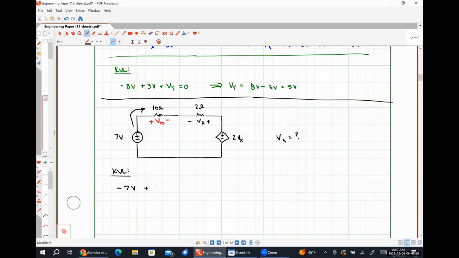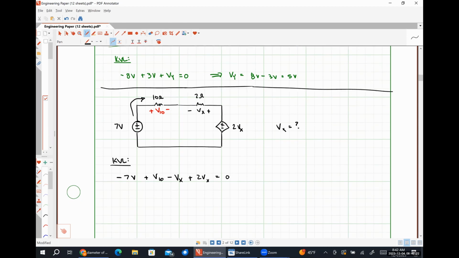So that's going to be plus V10 minus Vx plus 2Vx is equal to 0. We can very obviously see that negative Vx plus 2Vx is just going to look like positive 1Vx. So let's go ahead and simplify this a little bit.